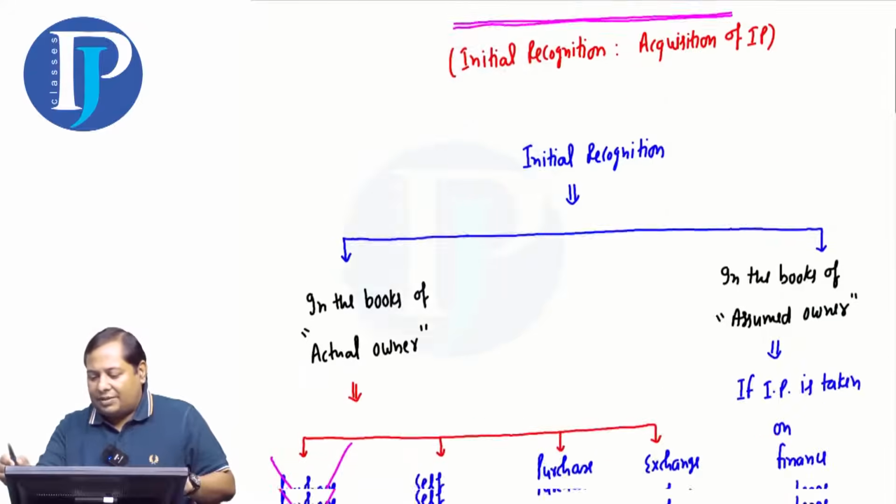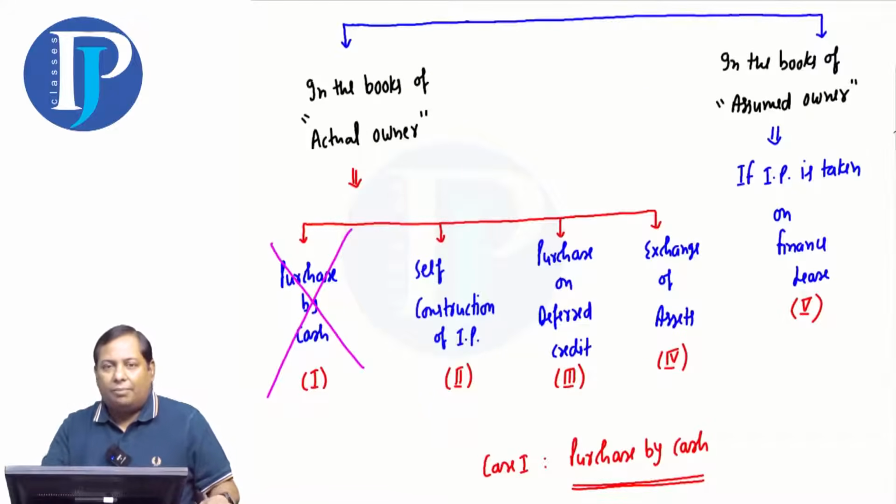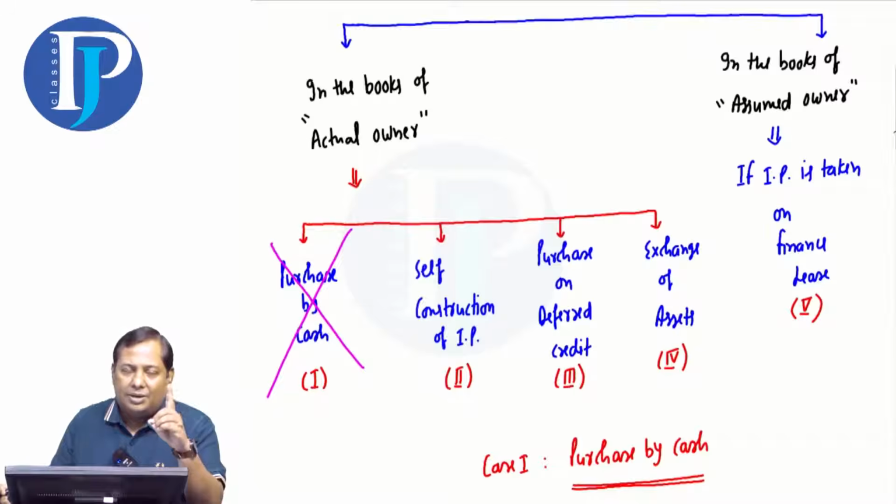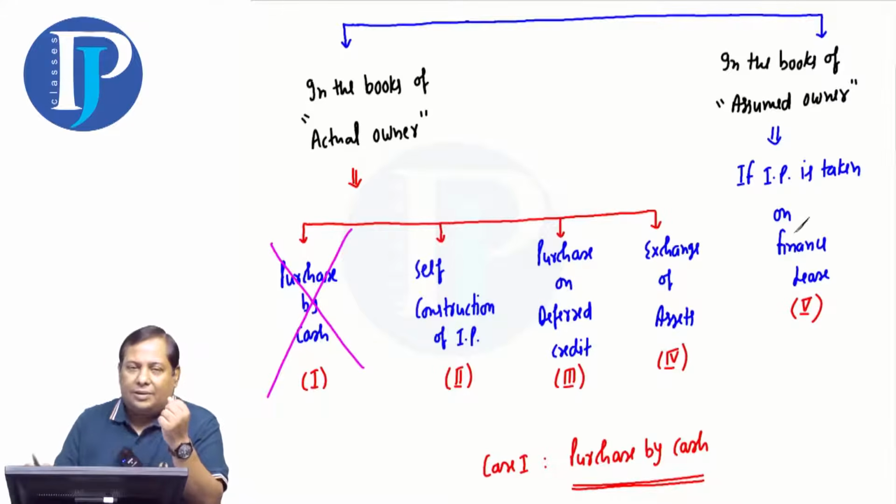And I taught you 5 methods on how to acquire an asset. First, you can purchase a built property from the market in cash. Second, you can build it yourself. Third, you can purchase on deferred credit. Fourth, you can get it in an exchange. And fifth, take it on a finance lease.